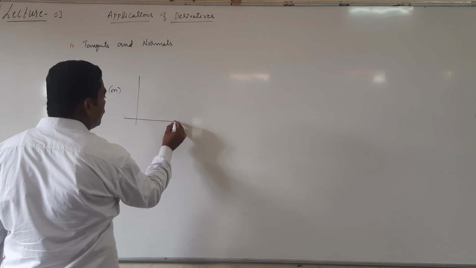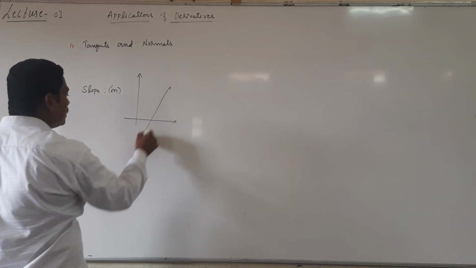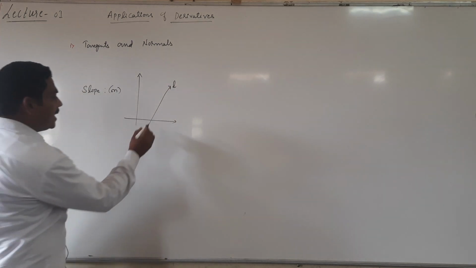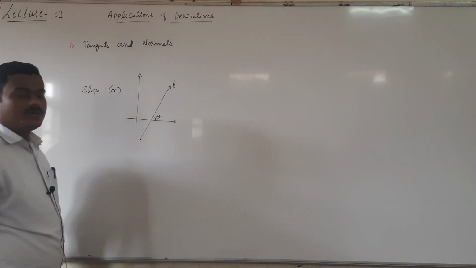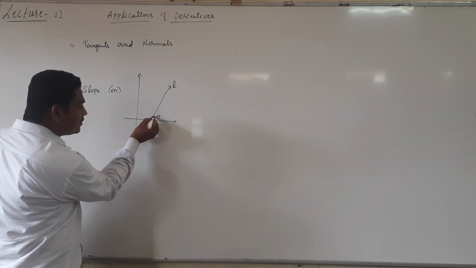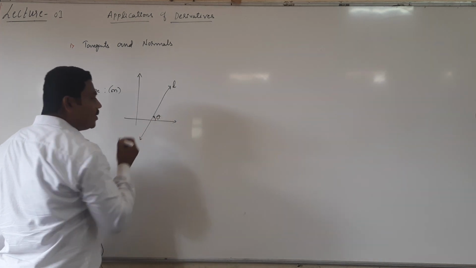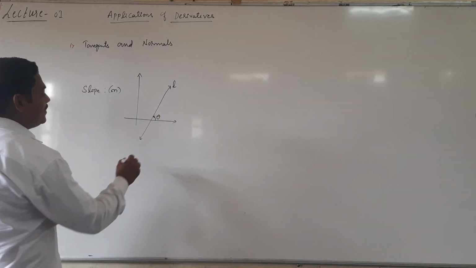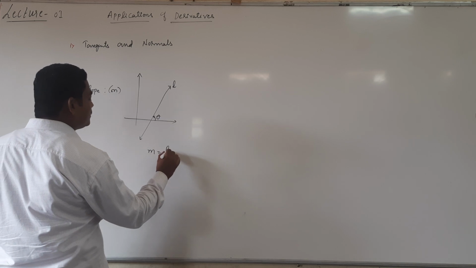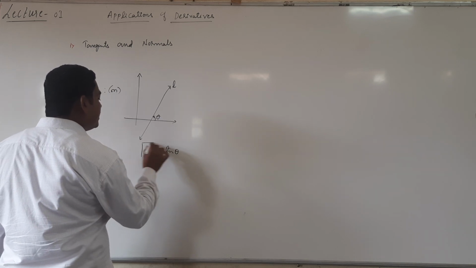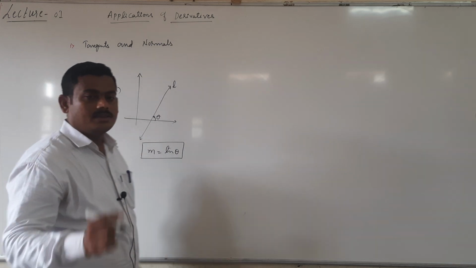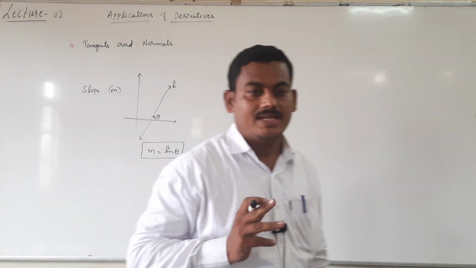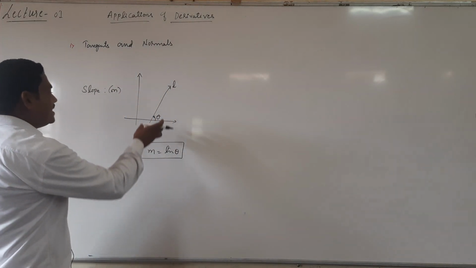Just consider a 2D plane. Suppose this is our given line L. The angle made by this line with the positive direction of x-axis is known as the inclination of the line. If theta is the inclination of the line, then tan theta is known as slope. m is equal to tan theta. Slope of the line is nothing but tan theta. Theta is the inclination of the line, right?